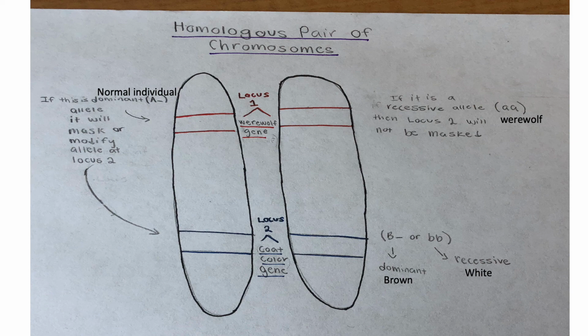There are 6 types of epistasis, but I will only be covering single dominant epistasis. To show single dominant epistasis, I will be using a werewolf gene and a coat color gene. The dominant allele on the first locus will represent a normal individual. I'm going to assign the letter big A. The recessive allele, little a, will represent a werewolf individual. On the second locus, the dominant allele will represent a brown coat color, big B, and a recessive allele will represent a white color, little b.